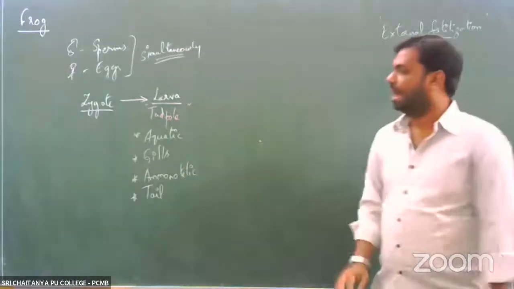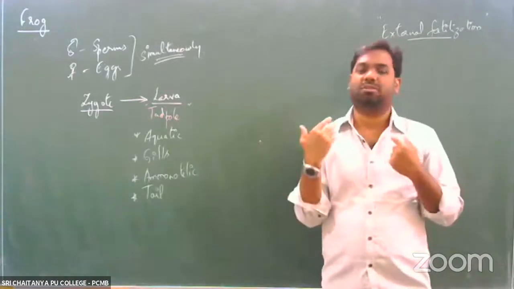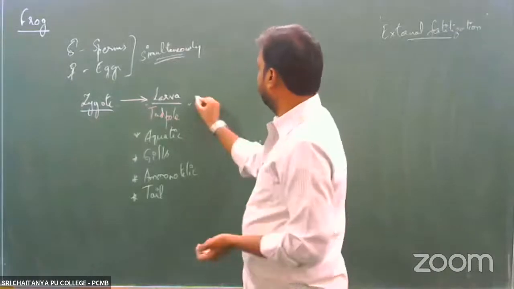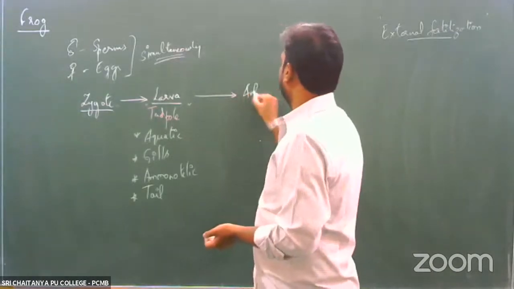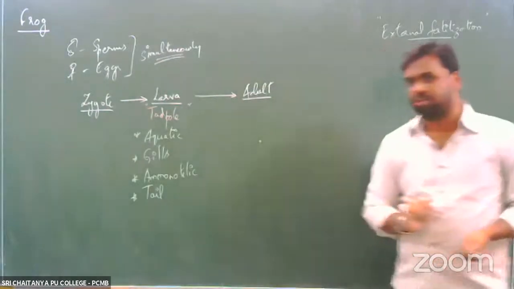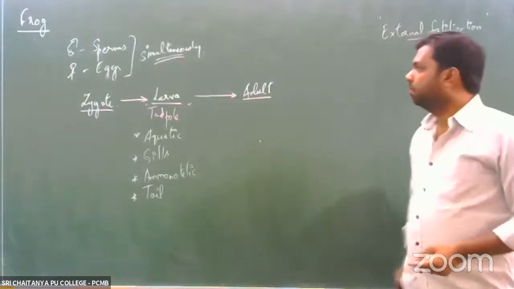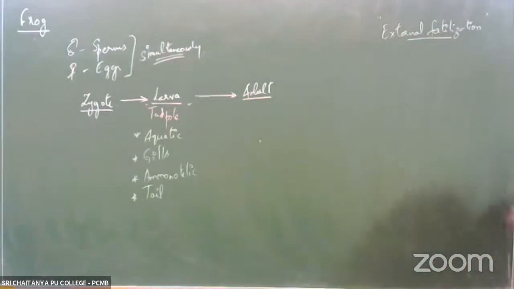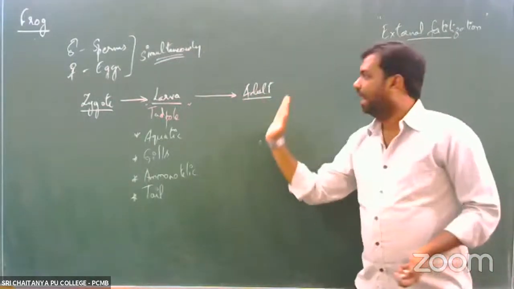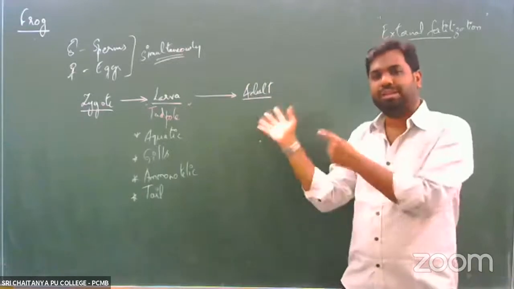Now this larva will again undergo the process of metamorphosis. It will undergo development, as a result of which it would lead to the formation of an adult organism. So the adult frog is finally formed after the process of metamorphosis. Now the morphological characters of the larva and the adult are highly different. So morphologically, they are very different.